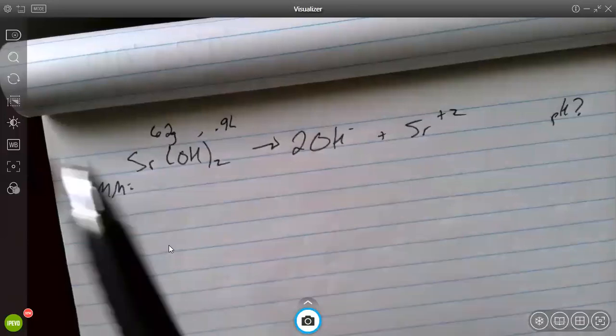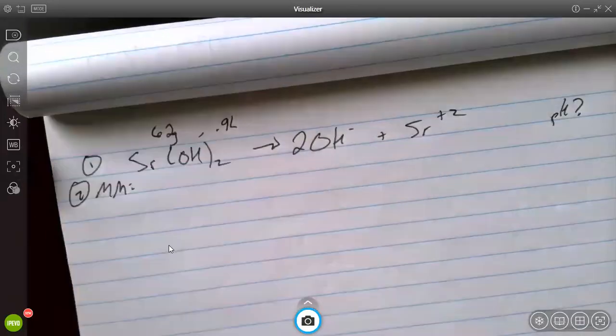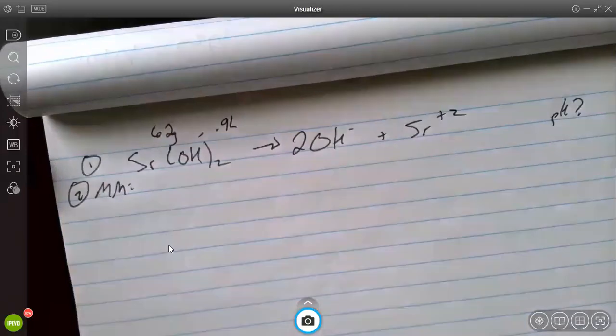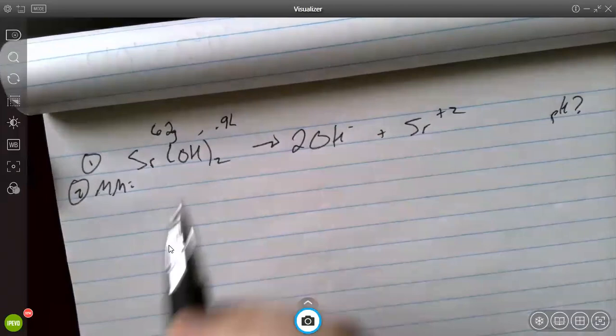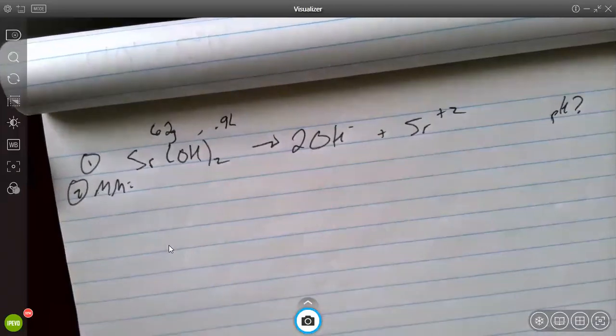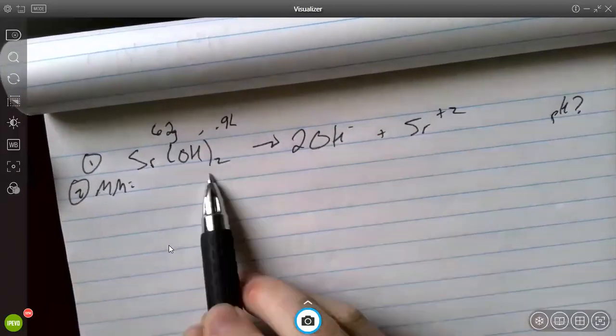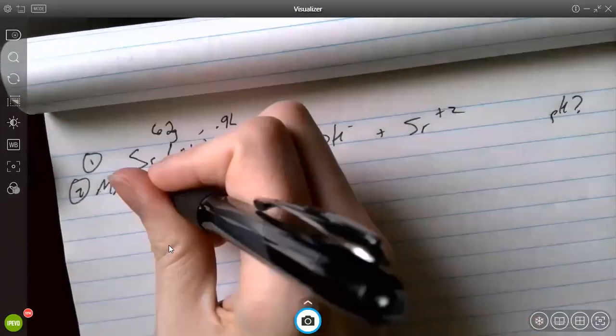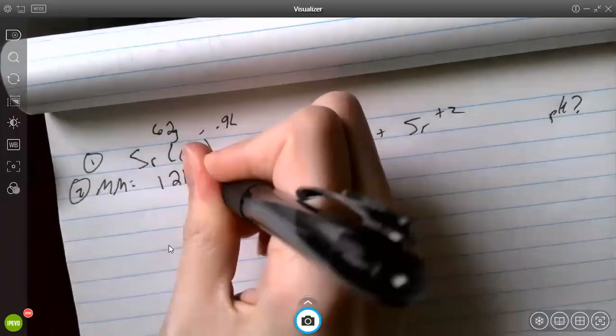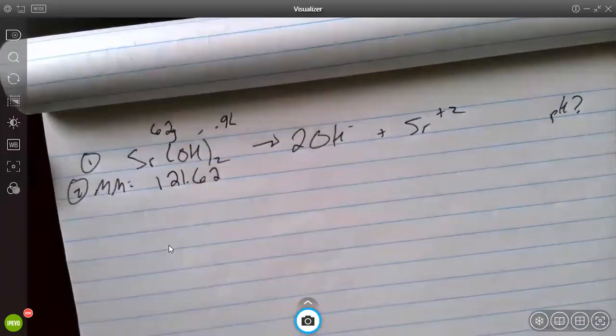Then, after I have my balanced equation, I'm once again going to start by finding my molar mass. Strontium has an atomic mass of 87.62, and then we have 2 oxygen, which have an atomic mass of 16 each, and also 2 hydrogen, which have an atomic mass of 1 each. So we should get 121.62 as our molar mass.